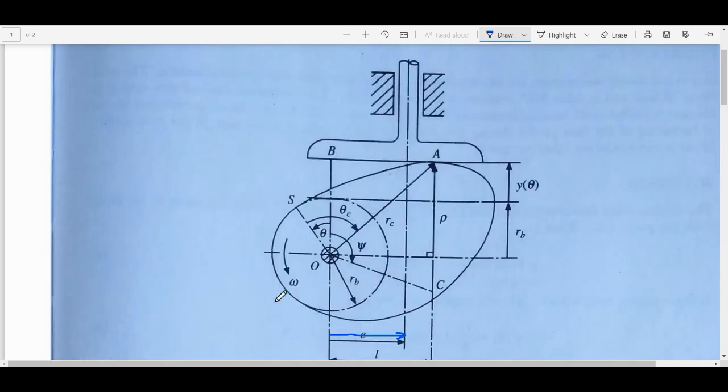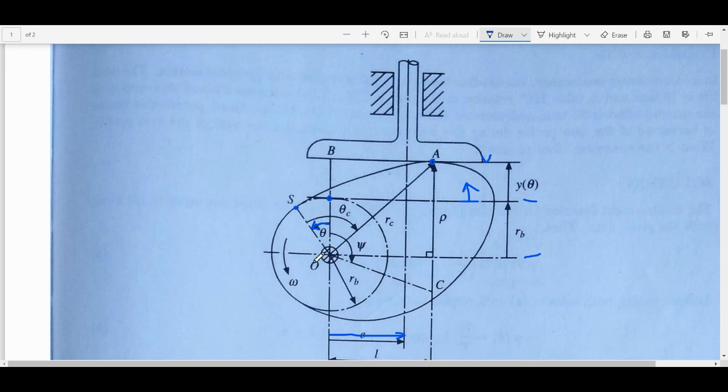Now we will come here. This is the contact point, and now this point S has rotated by an angle. It has moved through an angle theta over here. When S was here, that is when this follower was at the lowermost point. That is why y is measured from here. This is the base circle radius that is fixed.